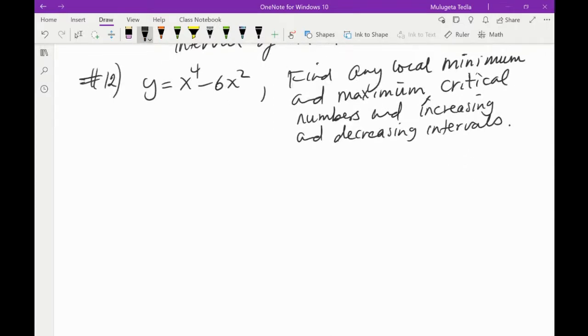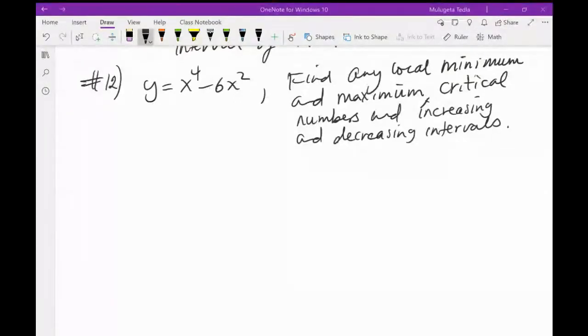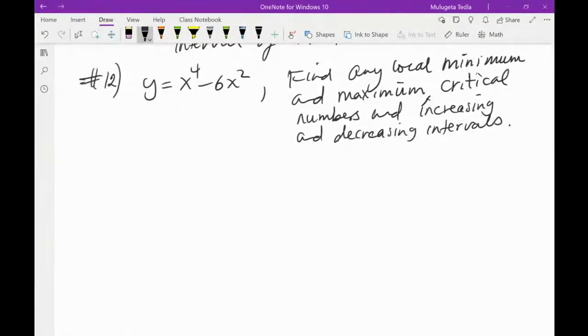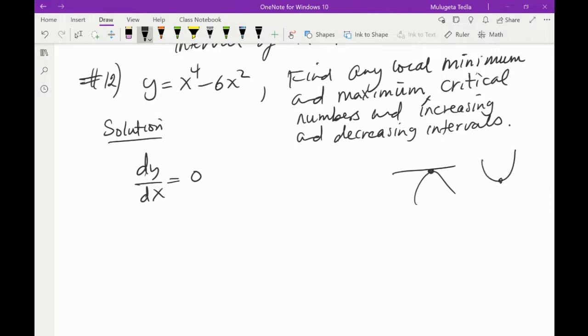To find the local minimum and local maximum, what did we say we should do? What is the criteria? To find the critical number, what is the first start? Always start by finding the derivative equal to 0. Excellent. Thank you, Sam. When you find the slope dy by dx and set it to 0, it means that you're finding the critical number. You're finding the point where the tangent line is horizontal because the slope is 0.